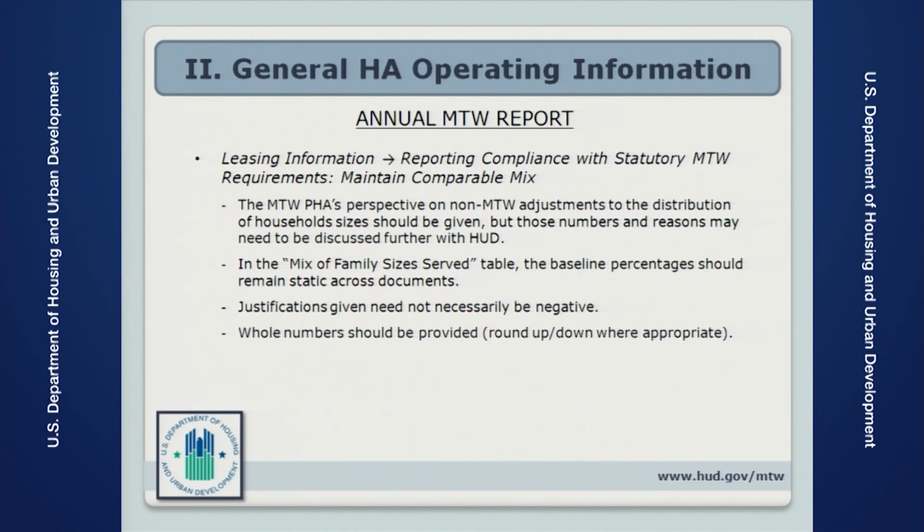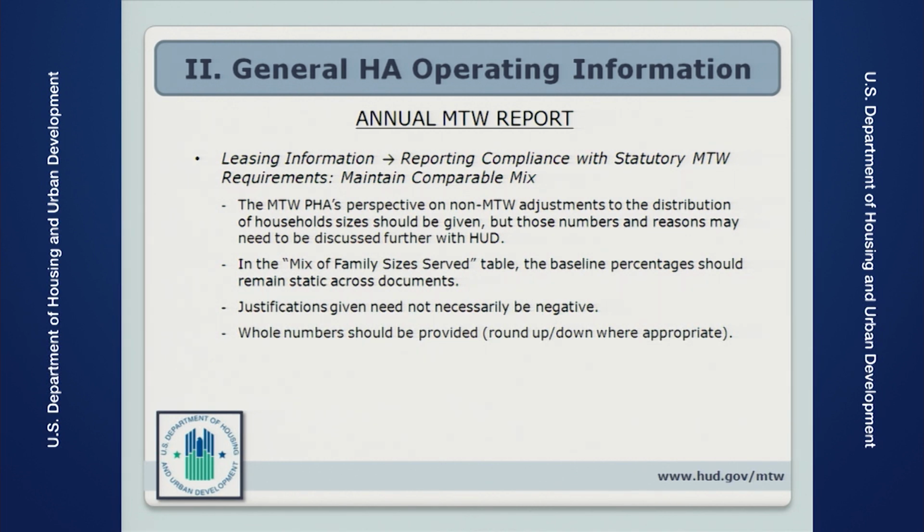The second set of tables, because there are actually 2 tables that comprise this, will be the third statutory requirement, which is to maintain a comparable mix of families by family size. And so here, first you'll calculate your baseline, and then you'll do an annual comparison of that adjusted baseline to your current year's figures. To calculate your baseline, you'll be looking at your occupancy in public housing and your utilization in the voucher program when you entered the demonstration.